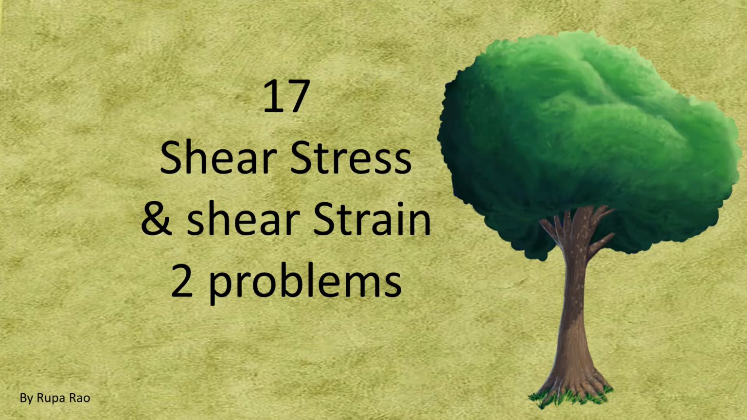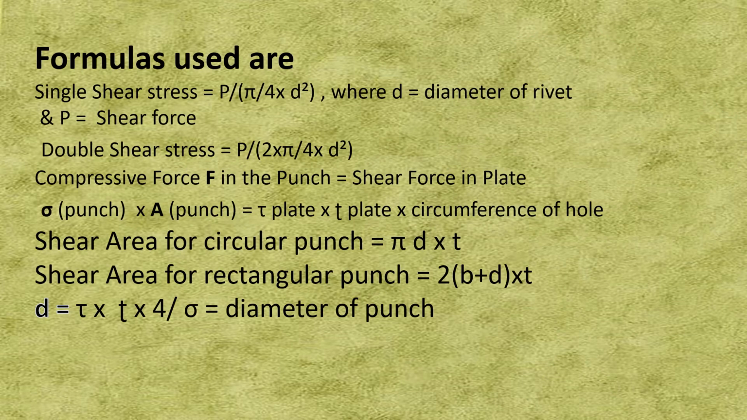This is the 17th video and second video on shear stress and shear strain, and here I'm taking problems on shear stress and shear strain. Now the formulas used are for single shear stress, τ is equal to P divided by π/4 d², where d is the diameter of the rivet and P is the shear force.